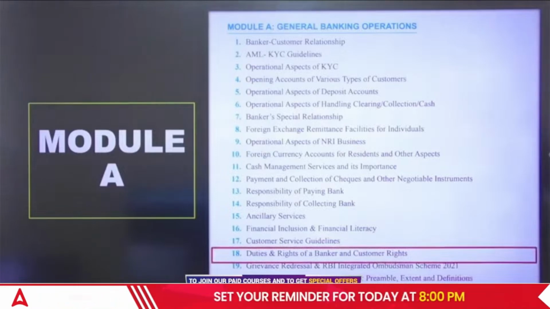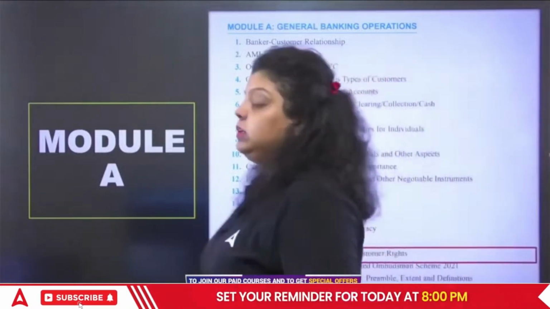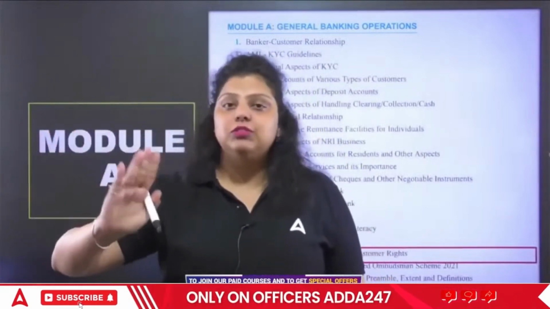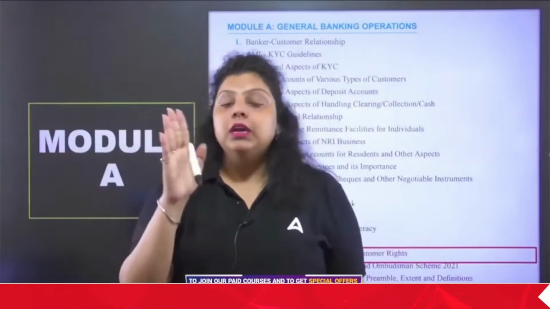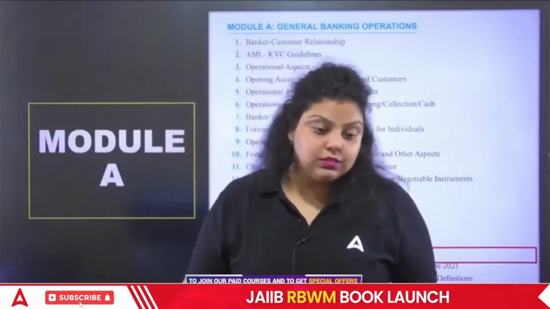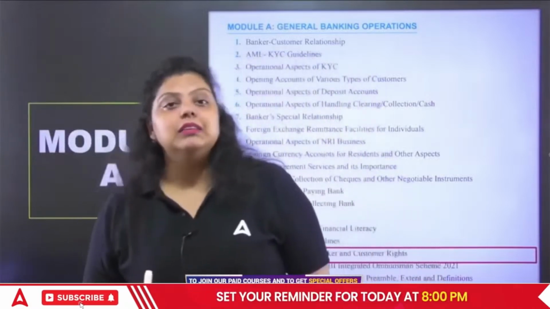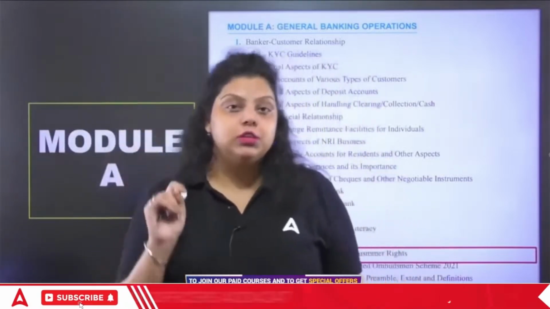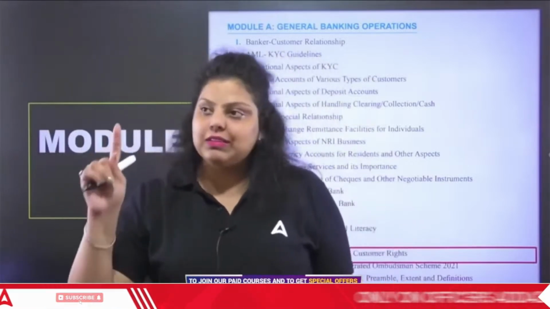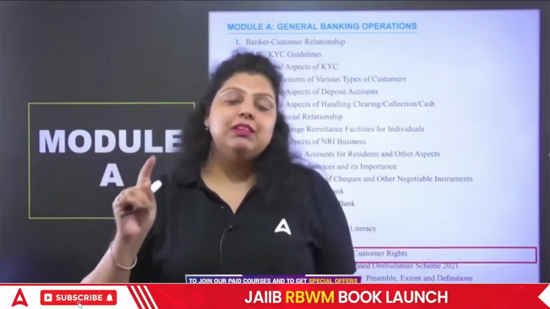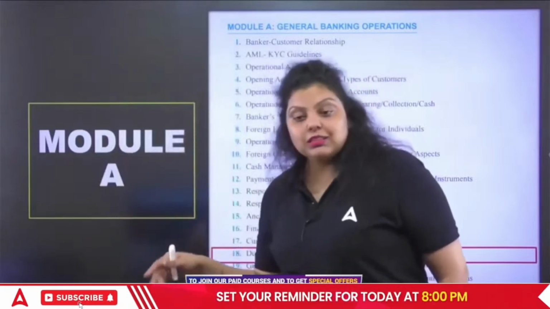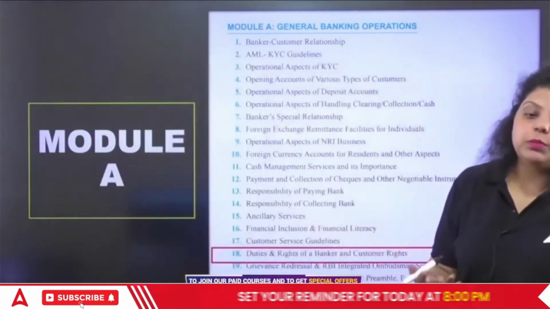If you remember, we have discussed the banker-customer relationship, in which agent, principal, trustee relationship, bailee relationship, creditor, debtor, debtor, creditor, lessor, lessee, these kinds of relationships we have discussed. Then we have the banker's special relationship, in which we have discussed lien, right of set-off, right of appropriation, and power of attorney.